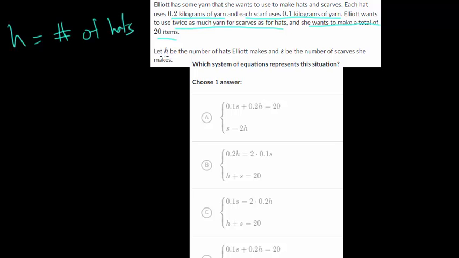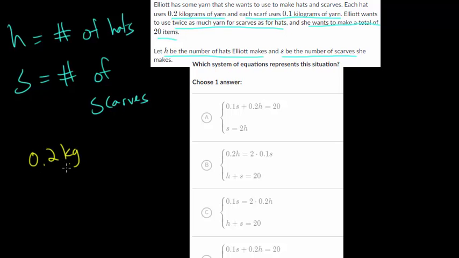We're given that right here. And S is the number of scarves. So S is the number of scarves, and from here we just need to figure out the equations, but let's look at the information we were given. So for a hat, it's 0.2 kilograms of yarn. So 0.2 kilograms per hat. And for scarves, it's 0.1 kilograms per scarf. So 0.1 kilograms for every scarf that's made.